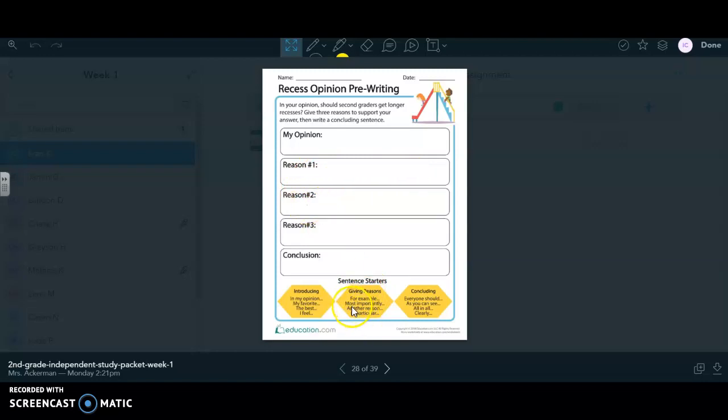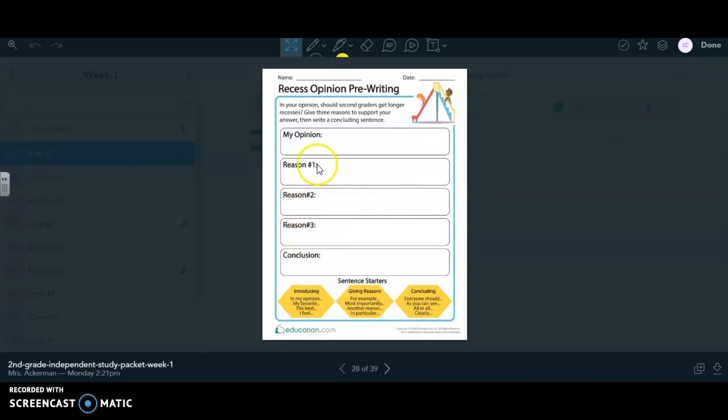And then maybe another reason could be number 2. Another reason we should have a longer recess is this. And the last one, we should have a longer recess because why else do you think? Okay? And then your concluding sentence. Remember, these should all be sentences. Please do not start your reason 1, reason 2, and reason 3 the same.